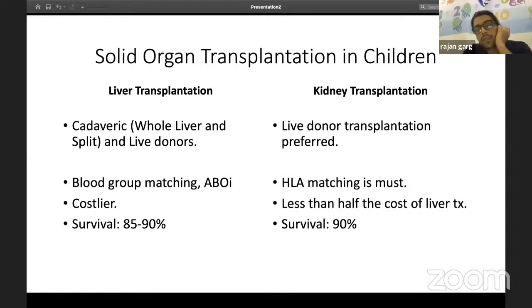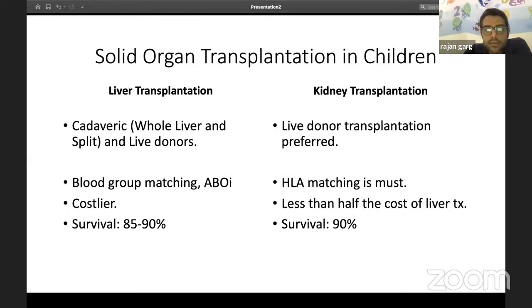HLA matching is not a thing in cases of liver transplantation. In liver transplantation, ABO blood group matching alone is enough. But in kidney, because HLA matching is a must, live donors are preferred, because a nephrologist can do the preoperative workup and find the right match for the recipient.